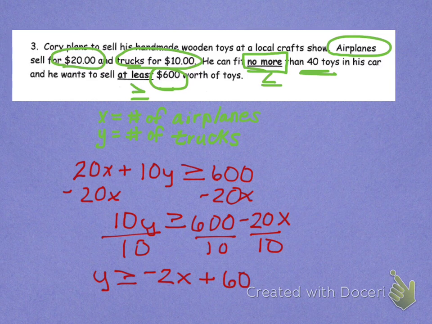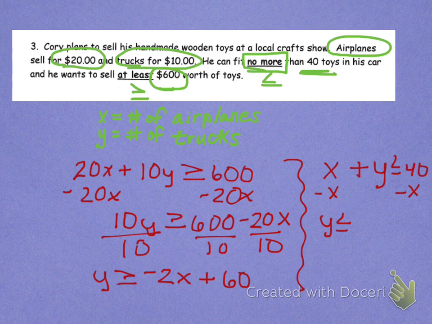And then we have the second inequality to deal with, and that is that he can fit no more than 40 toys in his car. So that means when you have the airplanes and the trucks, they have to be less than or equal to 40, or they're not going to fit inside the car. Again, putting that in slope-intercept form, we get y is less than or equal to negative x plus 40. And we want to graph those 2 inequalities. So we want to take a look at graphing that system of inequalities.